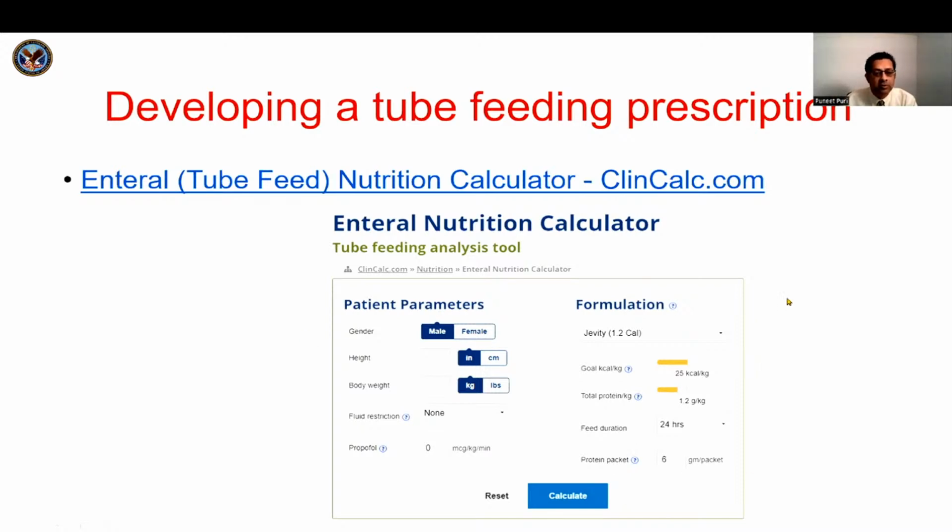So it's a simple tool that can be leveraged by the providers while waiting for the detailed dietary consult and intervention plan.